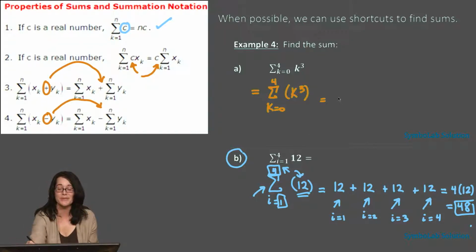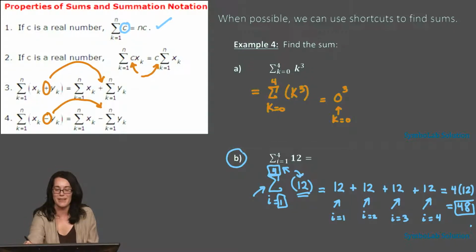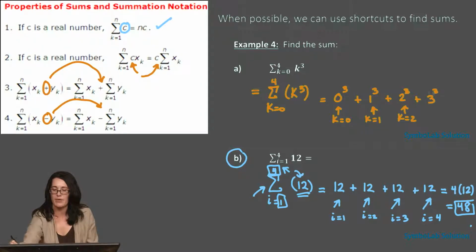Well, you would start with k being 0. So 0 to the 3rd power. That's when k equals 0. Now this one's a little tricky because we're used to starting at 1, not 0, aren't we? Take a look at the next term. It would be when k equals 1. So we'd have 1 to the 3rd power. What about the next one? When k equals 2, what would you have? That's right, 2 to the 3rd power. And finally, the last 2 terms would be 3 to the 3rd power and then 4 to the 3rd power.